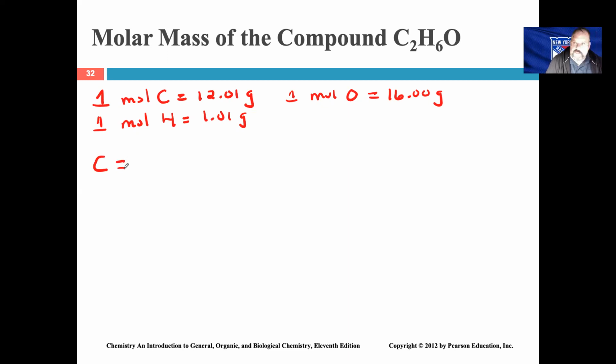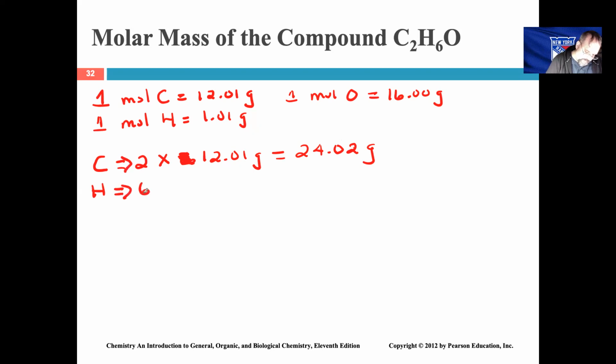So carbon, based on the chemical formula of C2H6O, there would be 2 moles of carbon atoms. Each mole has a molar mass of 12.01 grams. So its contribution to the overall molar mass of the compound is 24.02 grams. Okay. Hydrogen. Based on the chemical formula, there are 6 moles of hydrogen atoms in C2H6O. Each mole of hydrogen has a molar mass of 1.01 grams. So its contribution to the overall molar mass is 6.06 grams.